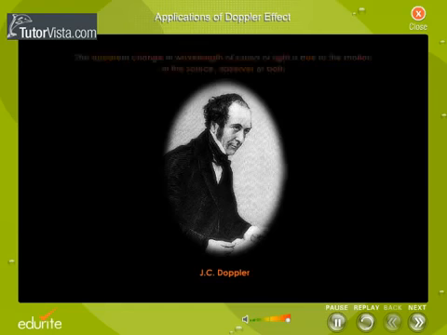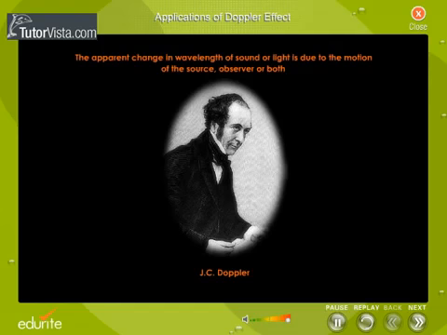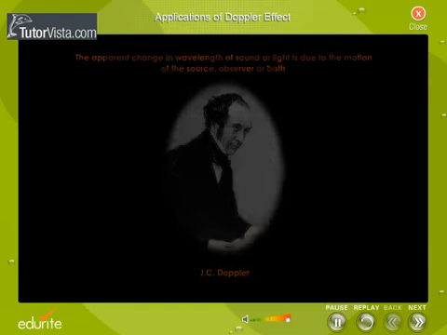According to the Doppler effect, the apparent change in wavelength of sound or light is due to the motion of the source, observer, or both. Doppler effect is observed in light also.